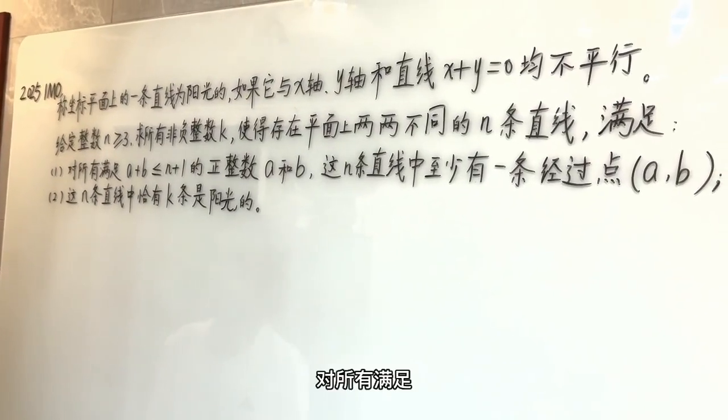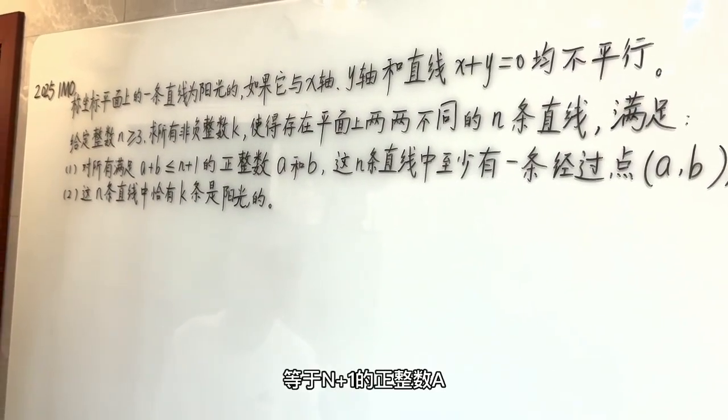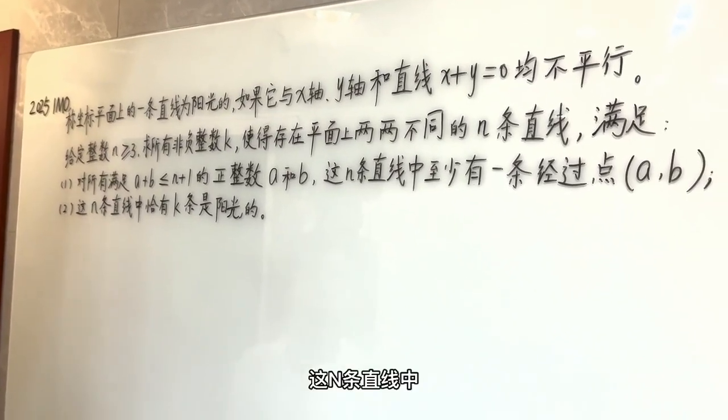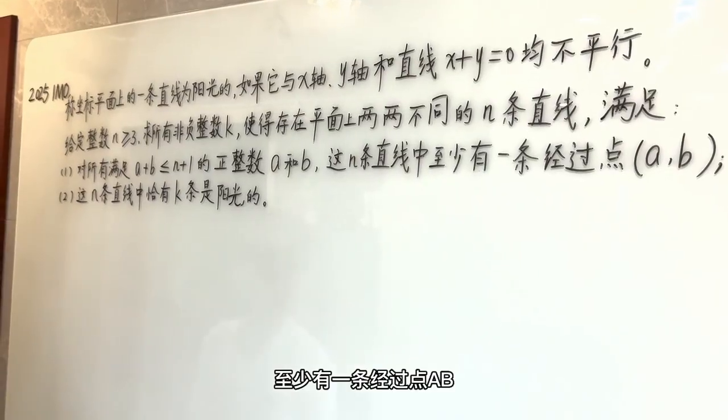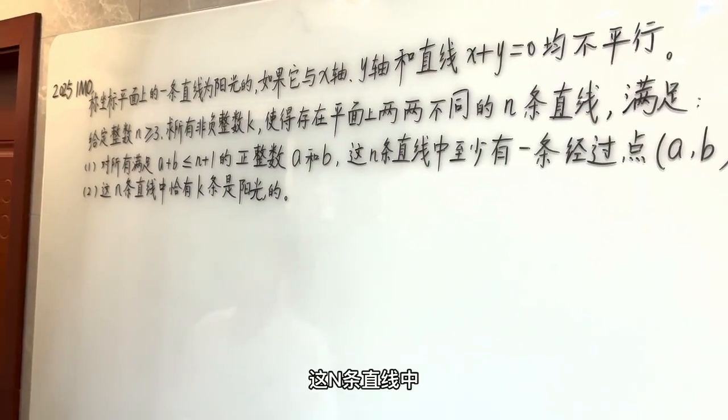The first: for all positive integers a and b satisfying a plus b less than or equal to n plus 1, at least one of these n lines passes through the point (a, b). And the second: exactly k of these n lines are sunny.